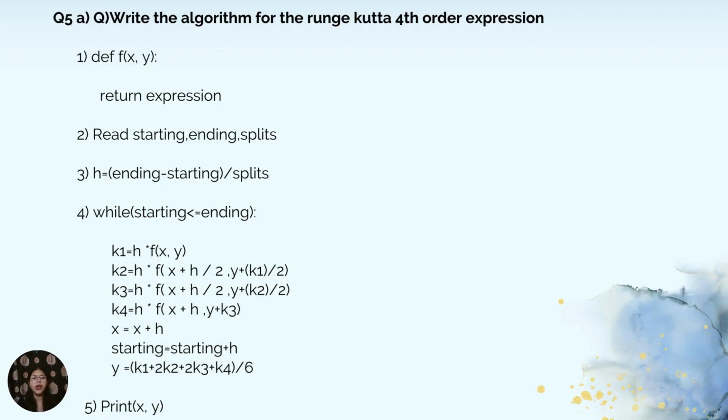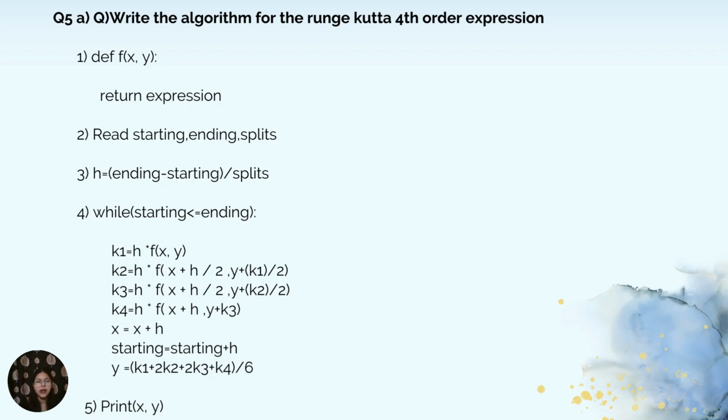Question number 5, Part A. Write the algorithm for the Runge-Kutta fourth order expression. First, define f of x and y, then return the expression. Second, read starting, ending, and split. Third, h is equal to ending minus starting by split.